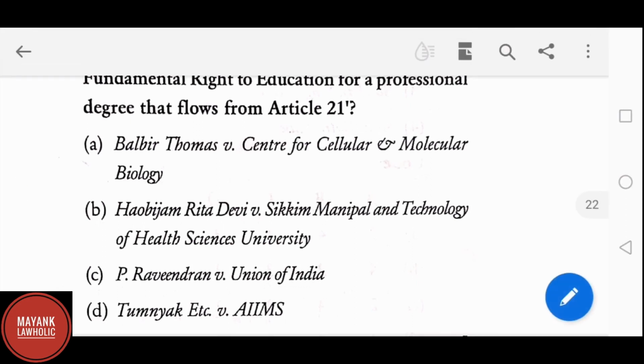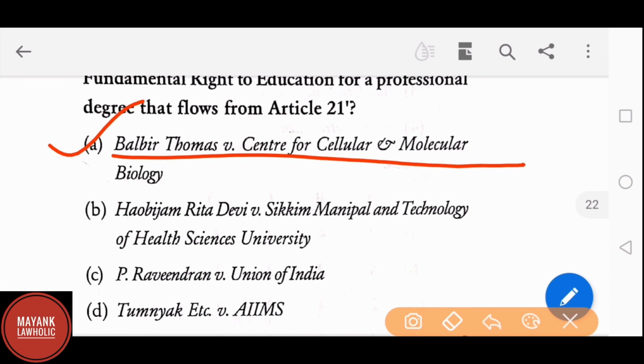The correct answer here is A. Balbir Thomas versus Center for Cellular and Molecular Biology.